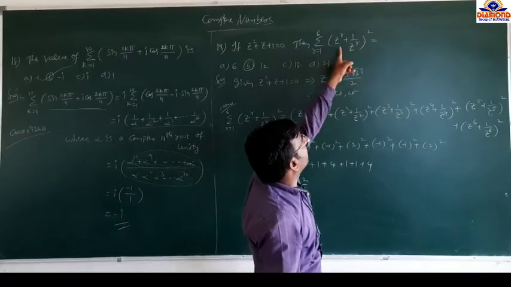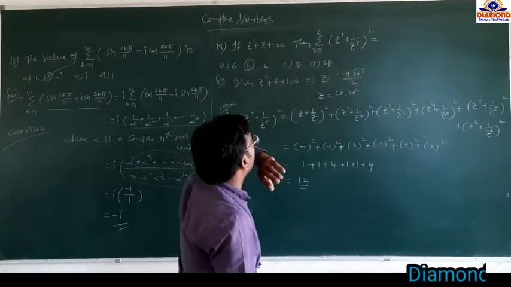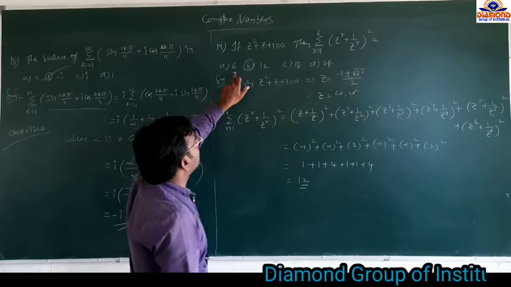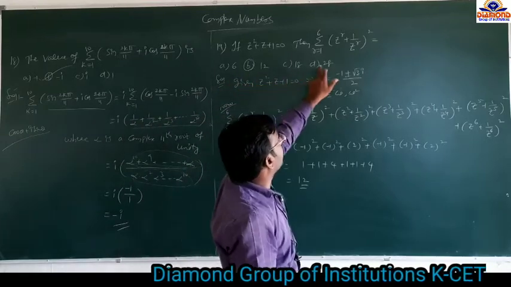Next, if z square plus z plus 1 equal to 0, then summation r equal to 1 to 6, z power r plus 1 by z power r whole square, equal to what? Option A 6, option B 12, option C 18, option D 20.